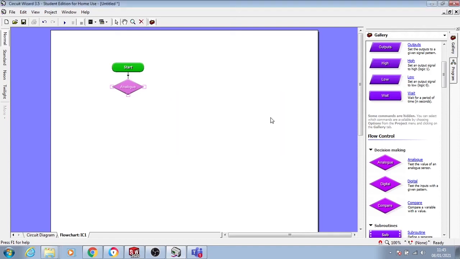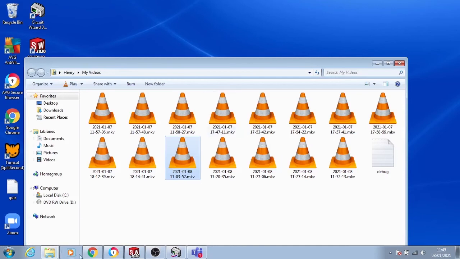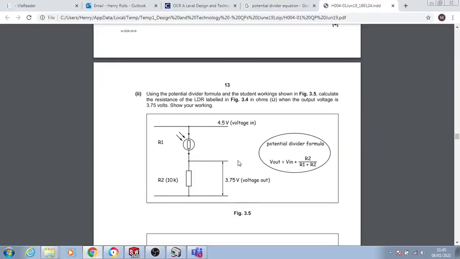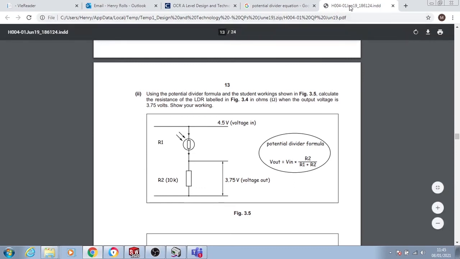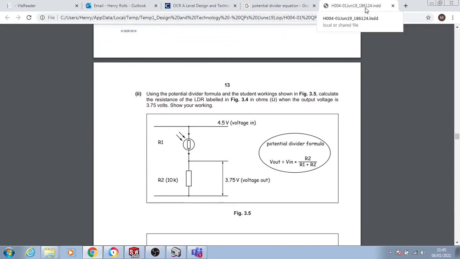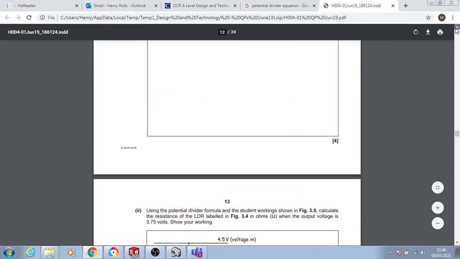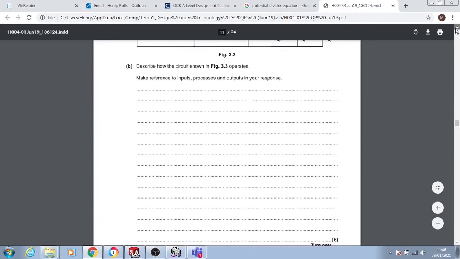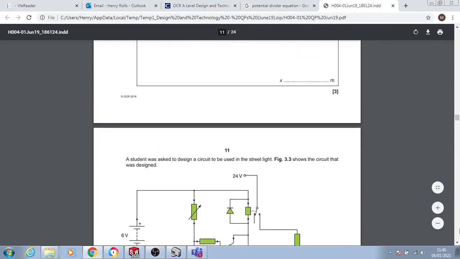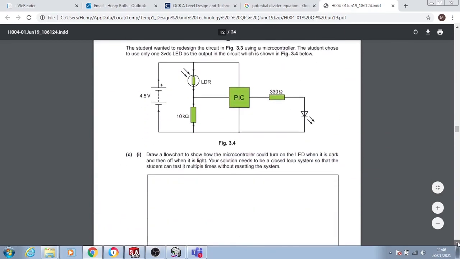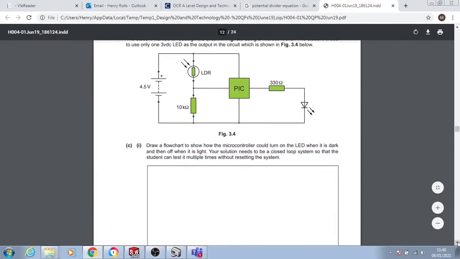It's a good little exercise to familiarise yourself with Circuit Wizard. It's a really nice way of demonstrating theory, testing your own circuit designs, and underpinning your maths knowledge. So in this June 2019 question paper, you'll notice question 3, I think it is a street light or something, yeah. And it will put your knowledge of this potential divider circuit to the test.